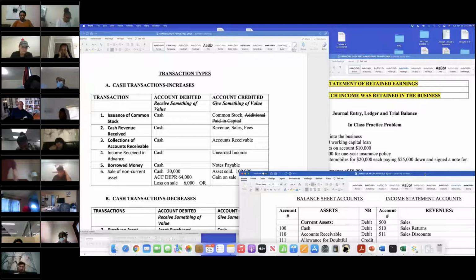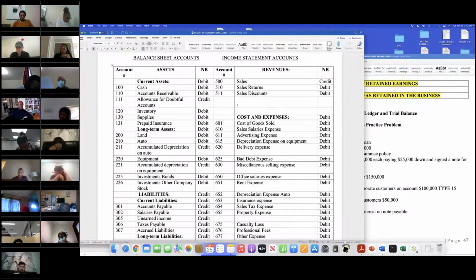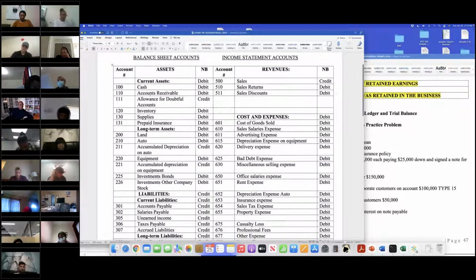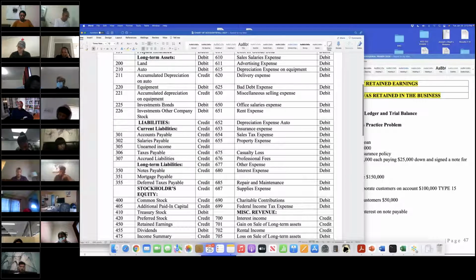Once we determine the type, that we debit cash and we credit common stock, we're going to go to the chart of accounts and get the specific journal accounts with the number. So we look at that chart of accounts. Cash is 100, common stock is 400. So cash and common stock are the accounts that we're dealing with.